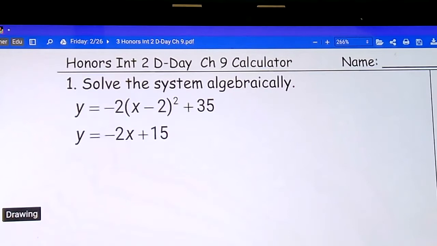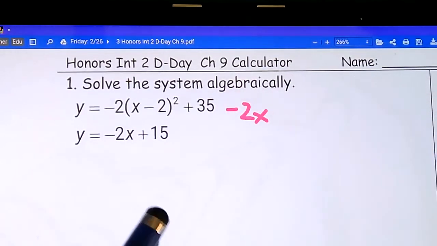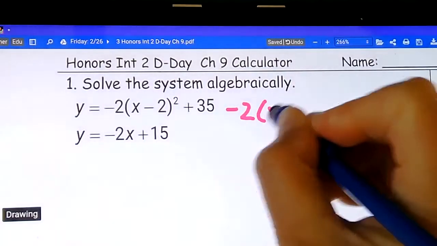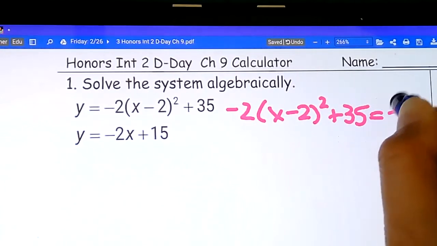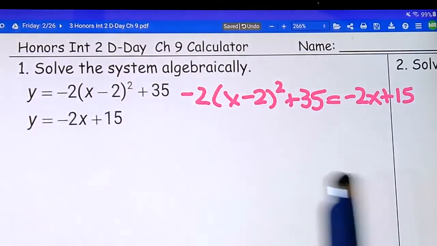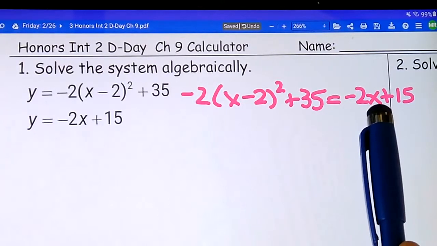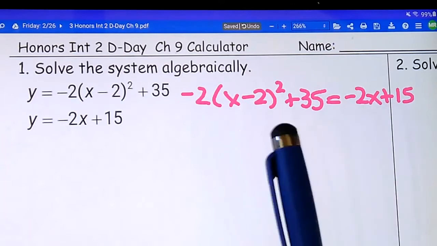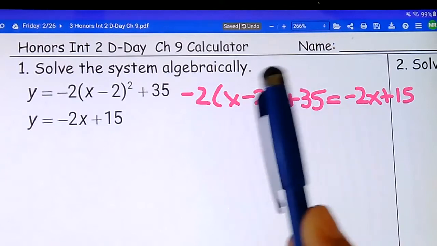So I am going to take negative 2 times x minus 2 squared plus 35 equals negative 2x plus 15. Now, if this was just an x minus 2 squared and I did not have an x here, I just had numbers, I would get this by itself and then get all my numbers on the other side and square root. But when you have this with an x, I unfortunately need to work this out.